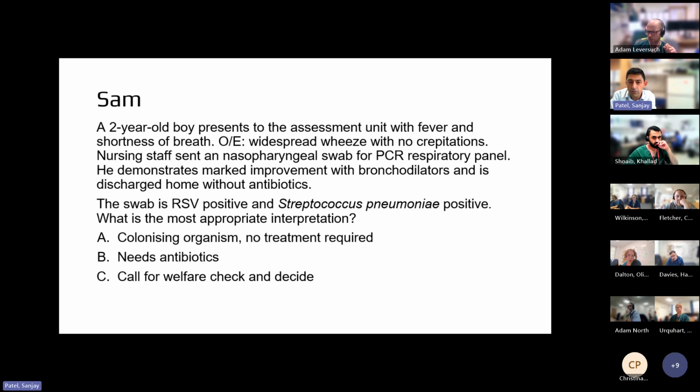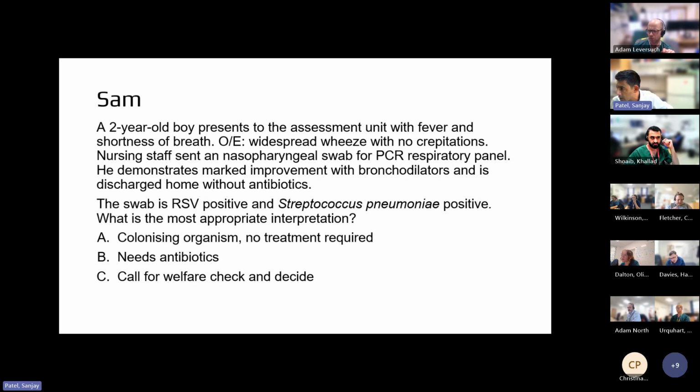Brilliant. And it's really good that this sort of message about colonizing organisms has clearly sunk in already, and people are recognizing that these results are not black or white. These are just a bit of the jigsaw, and the other bits of the jigsaw are the story, the examination, the response to the treatments you've given. I think many people see microbiology results as very black or white and feel an obligation to act on them. And I'm glad that no one has acted blindly on that, because I think just phoning the family and checking this child doesn't now have high fever and increasing respiratory distress and is becoming more unwell.